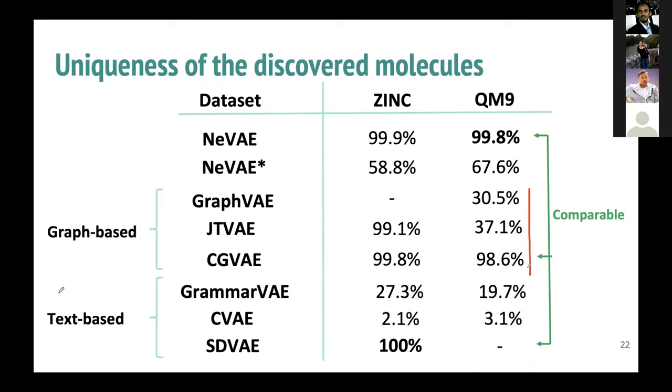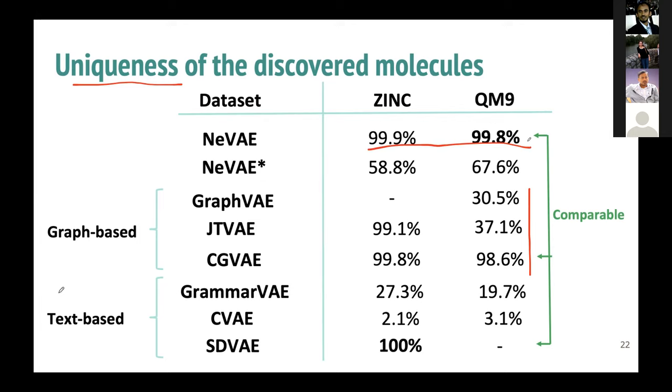And this is, if you remember, I told you that in the beginning, many of these graph-based models take motifs and join those motifs or subgraphs to create the molecules. And that plays an adverse role against uniqueness. So you get molecules which are continuously similar. Out of every 10 molecules, only three are unique. Whereas NeVAE, since it doesn't go with this motif or subgraph concept, is generating unique molecules.